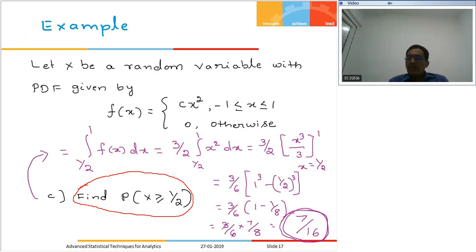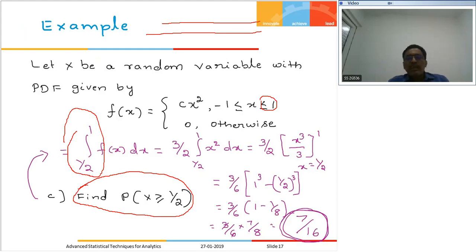If it is a continuous random variable, then we can't add 1 plus 2 plus 3 like this. In case of continuous, we go from 1 by 2 to the upper limit. Upper limit here is 1. So that is how we need to find the probabilities. The interval is minus 1 to 1. Suppose we divide this into 2 intervals, one is minus 1 to half, and the other one is half to 1.